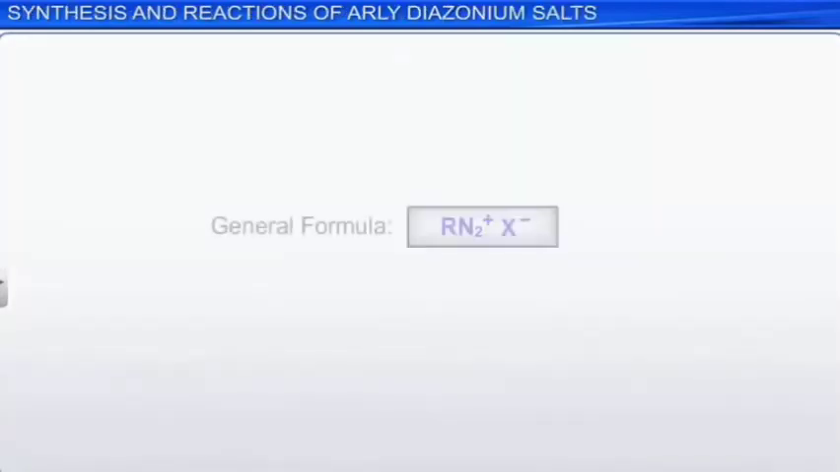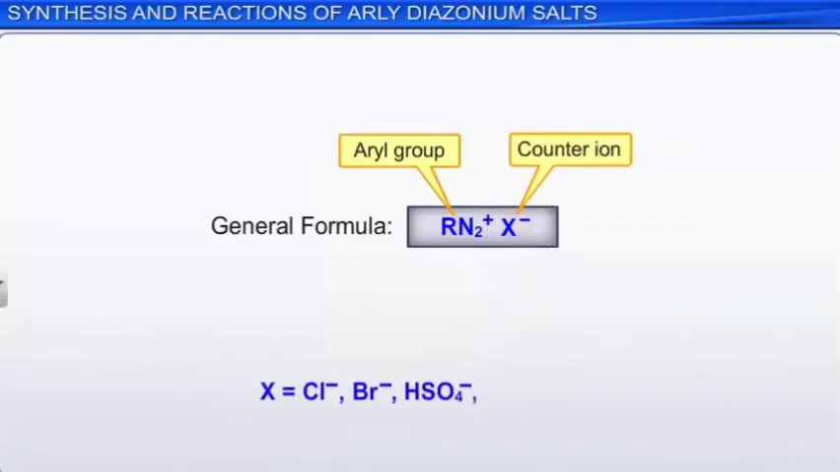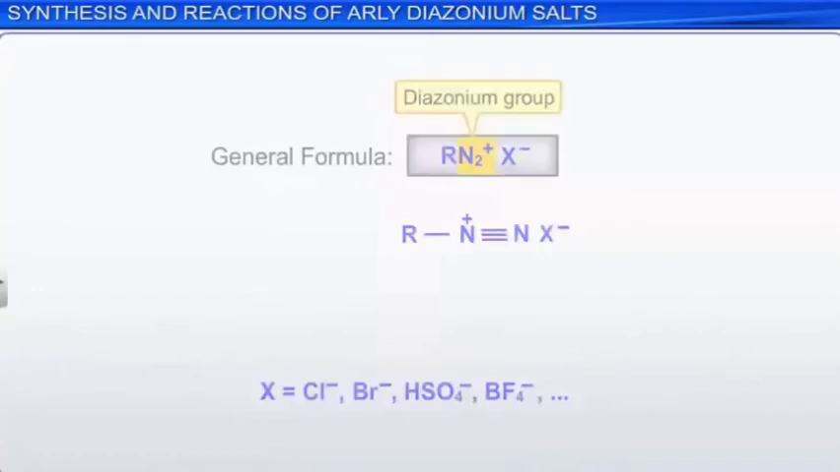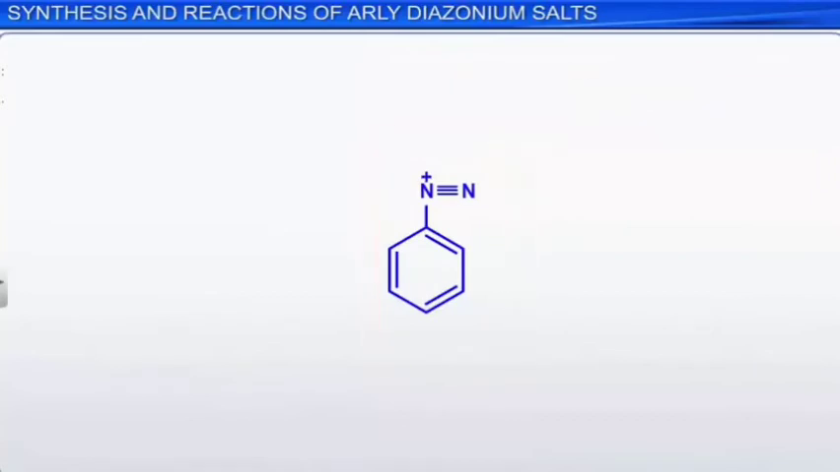Diazonium salts have the general formula RN2X, where R is an aryl group. The counter ion X- may be a chloride, bromide, hydrogen sulfate, or a tetrafluoroborate ion. The diazonium group consists of two nitrogen atoms, triply bonded to each other, with an overall +1 charge. Aryl diazonium salts are used as intermediates to synthesize a wide variety of organic compounds.